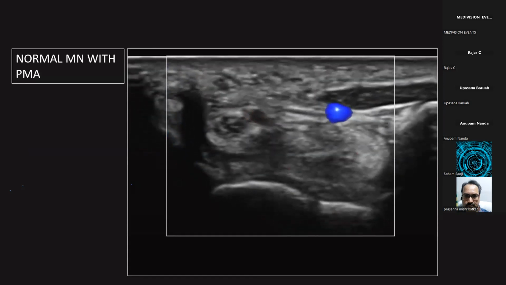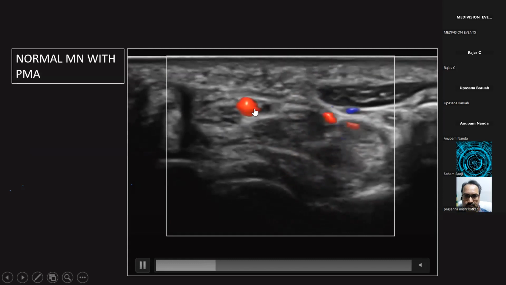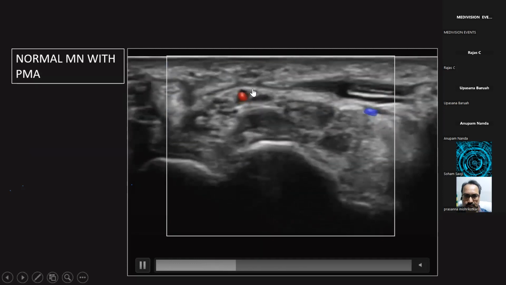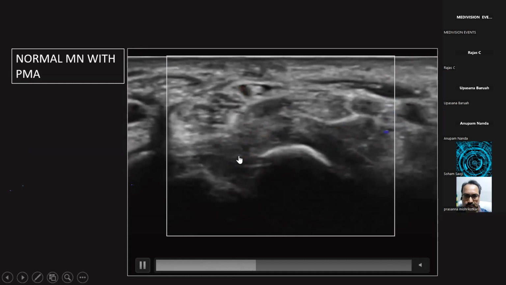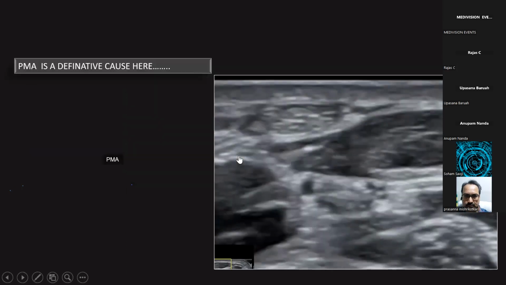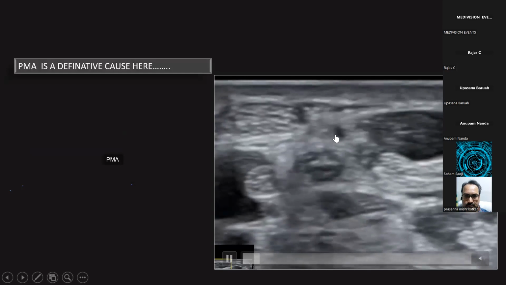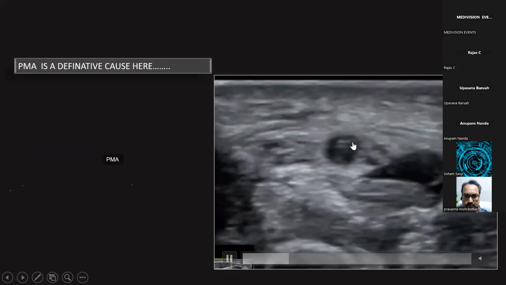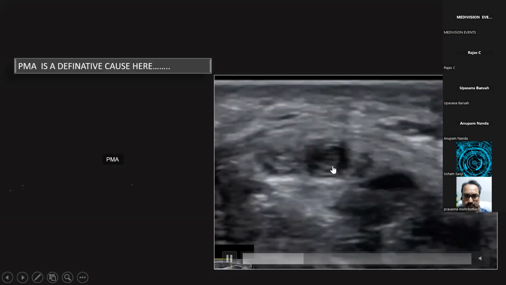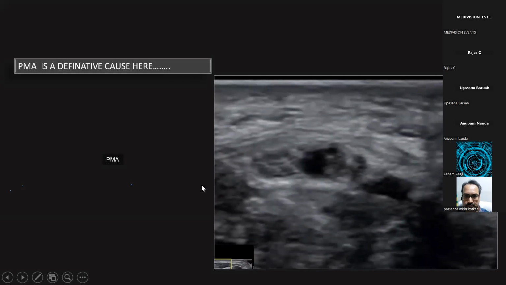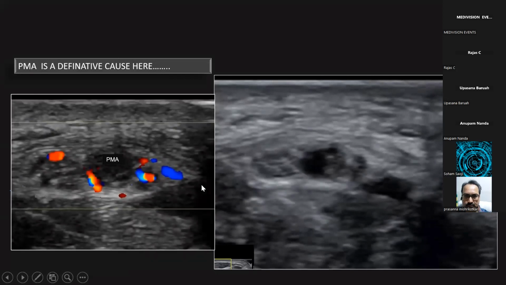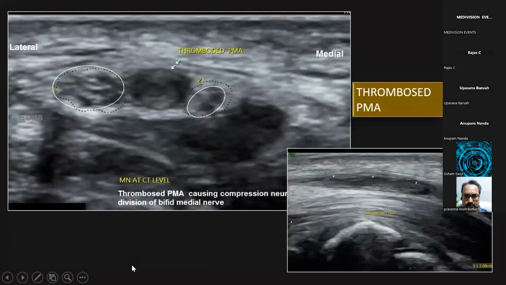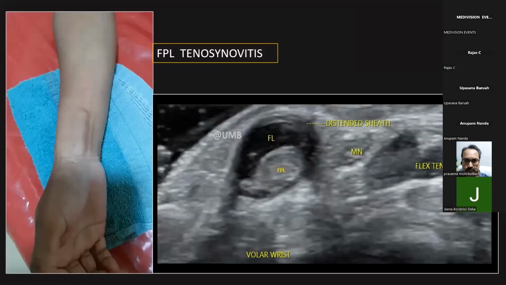Here is a median nerve in the carpal tunnel in another case, and you can see a persistent median artery there, and it's traveling along the median nerve into the forearm. But if you find some pathology, it becomes very interesting. Just see the nerve, see the artery and the bifid median nerve, suddenly it becomes swollen. And what is this? This is a thrombosed persistent median artery, and we can even see the collaterals around it. So it's definitely a cause of CTS.